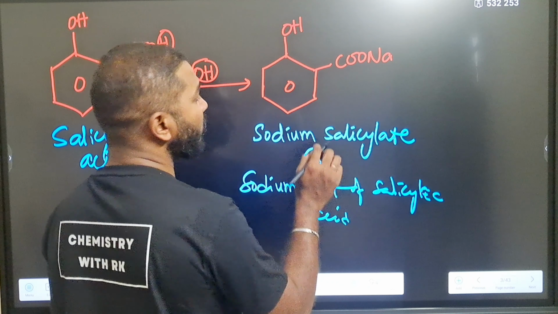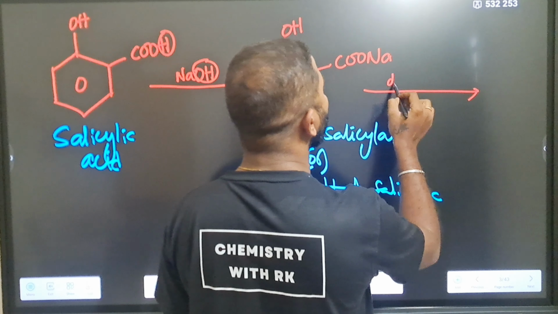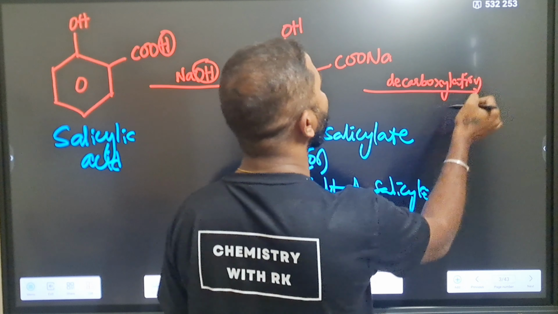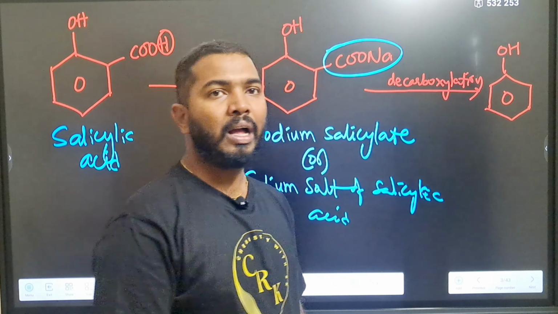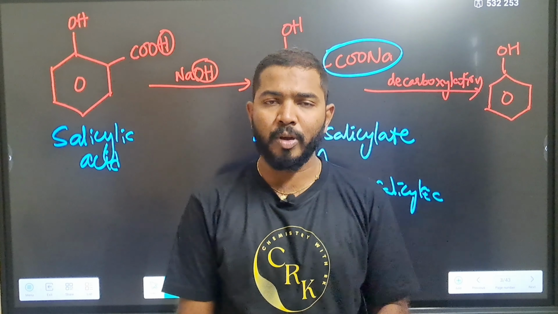Now we again decarboxylate this sodium salt of salicylic acid. What are we going to get here? You remove the COONa and take just the hydrogen. The OH group above will be undisturbed, and ultimately we get phenol as the major product. Hope you understood?